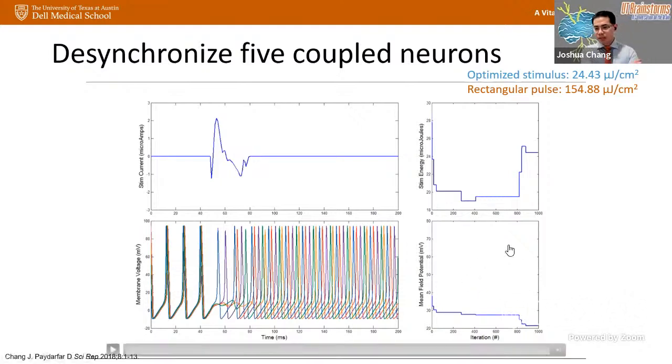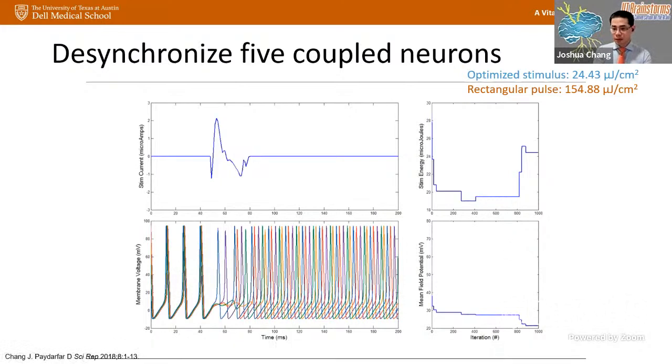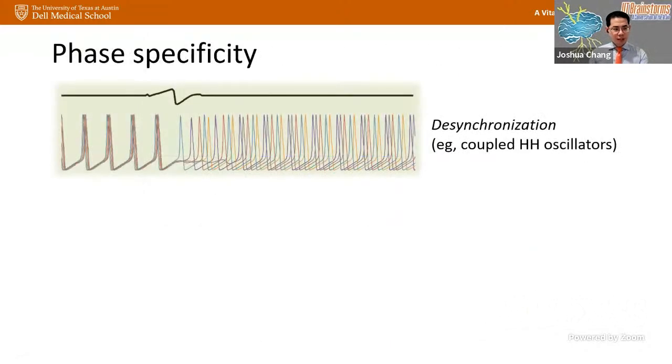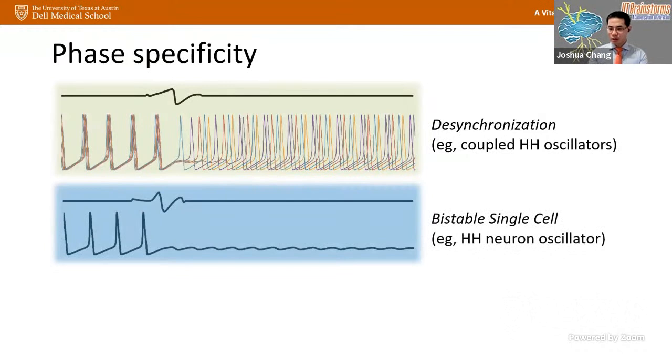Now, as I said, this is just one model that's out there for epilepsy. We wanted to look at a few more models because there are different hypotheses out there as to how epilepsy works. As I showed you here, this is the desynchronization. We looked at single cells that can have seizure-like activity. And seizure-like activity, again, you have this repetitive bursting behavior, and we want to suppress that.